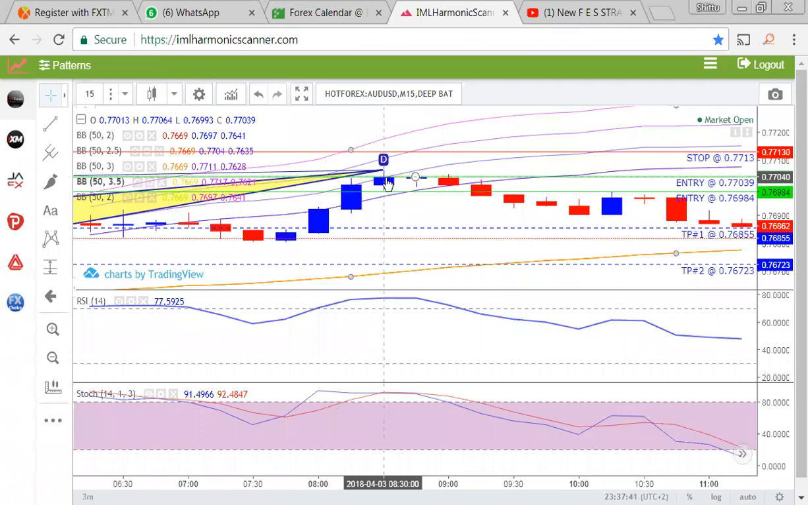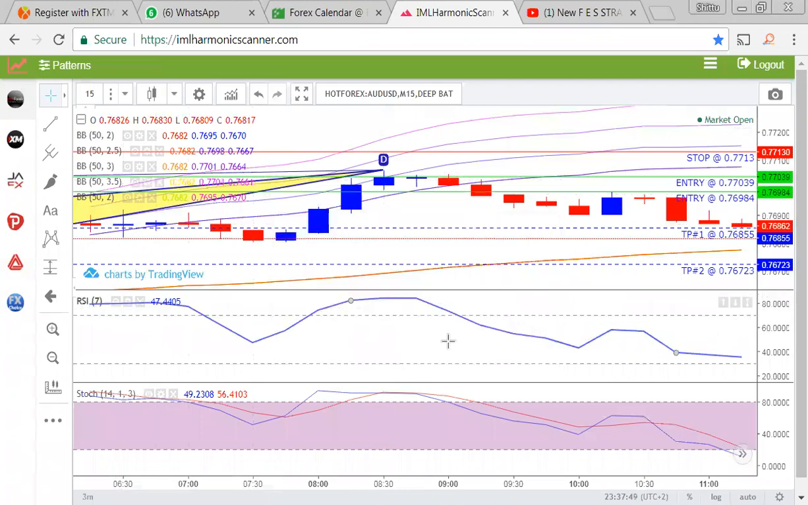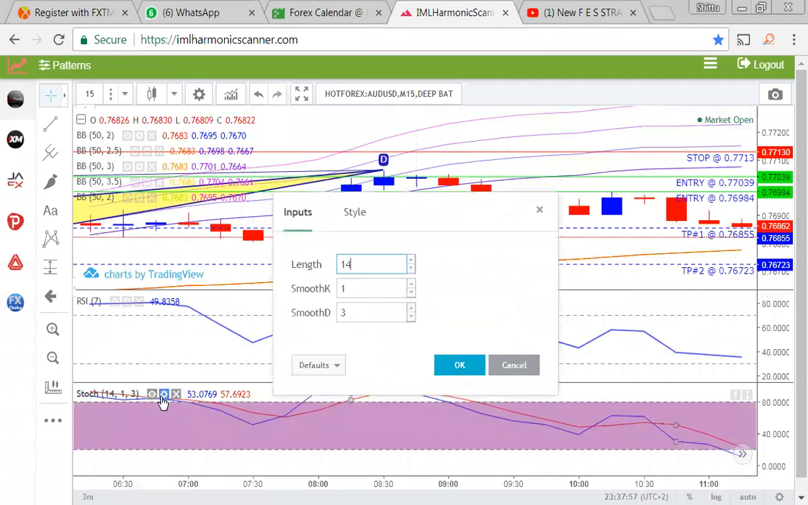Now, the next thing I want to do is remember that this cursor is still down here. I set it that for a sell. Oh, I need to set my RSI to 7. I need to set it to 7. All right. I'll save this and I'll set this to 14, 3, 3. I'll also save it. All right.